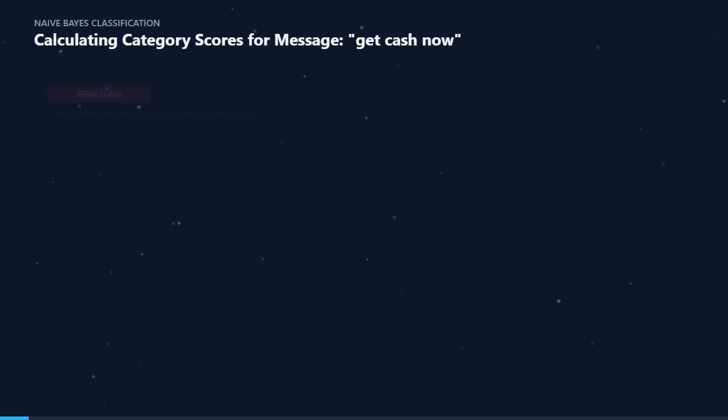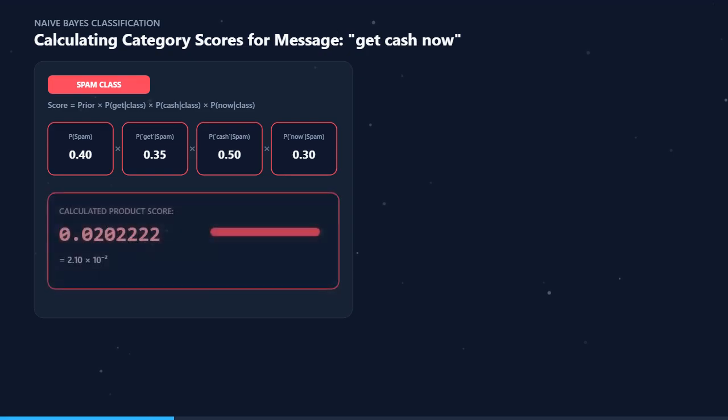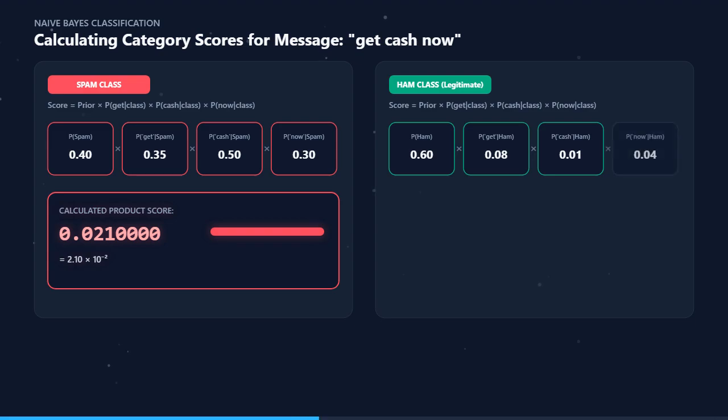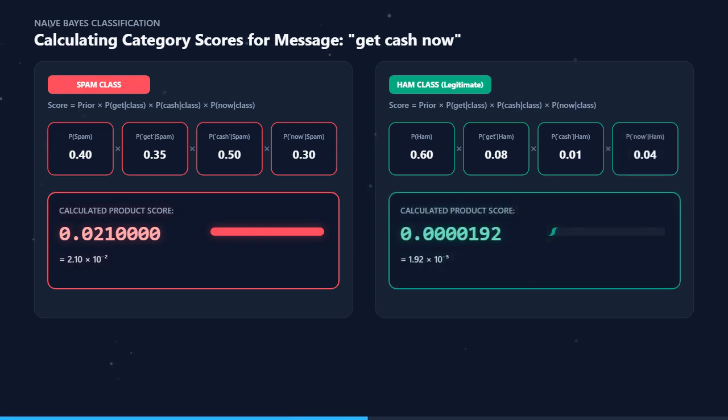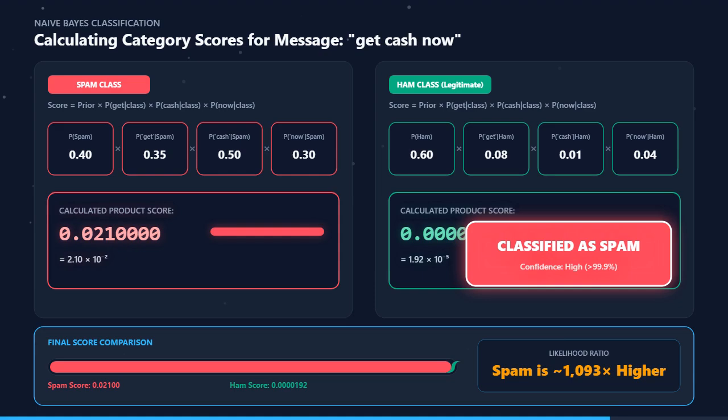Now we perform the actual math. We multiply the prior probability of spam by the individual likelihoods of get, cash, and now occurring in spam emails. We do the exact same calculation for the ham category, multiplying the prior of ham by the likelihoods of those words in ham emails. Finally, we compare the two resulting scores. Since the spam score is significantly higher, our classifier confidently labels the message as spam. This demonstrates how simple multiplications can yield powerful classification decisions.